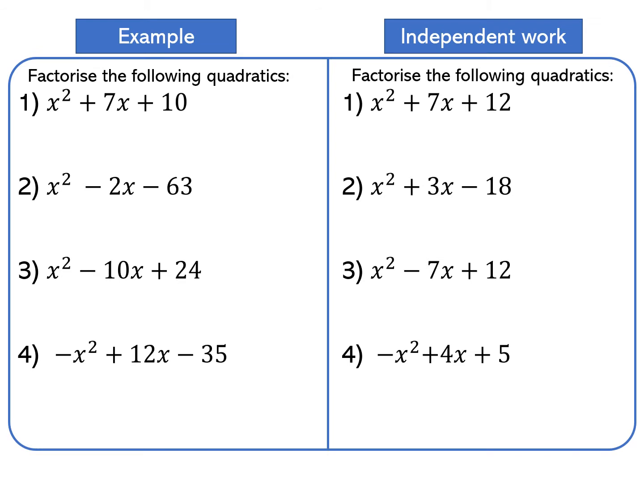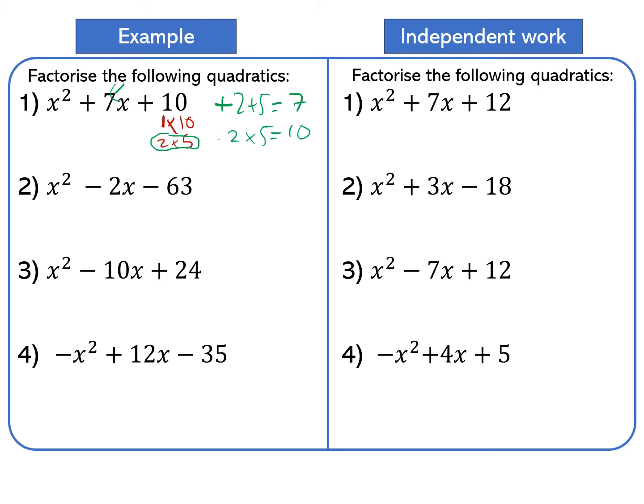Factorise the following quadratics. We start off with a 10. We've got 1 times 10, 2 times 5. Going systematically, 1, 2, 3 doesn't go in, 4 doesn't go in, we're back to 5, which we've already put down. Next thing we need to consider is what can I put together to make 7, and that looks like the 2 and the 5. And I just check that. I have 2 plus 5 is 7, 2 times 5 equals 10.